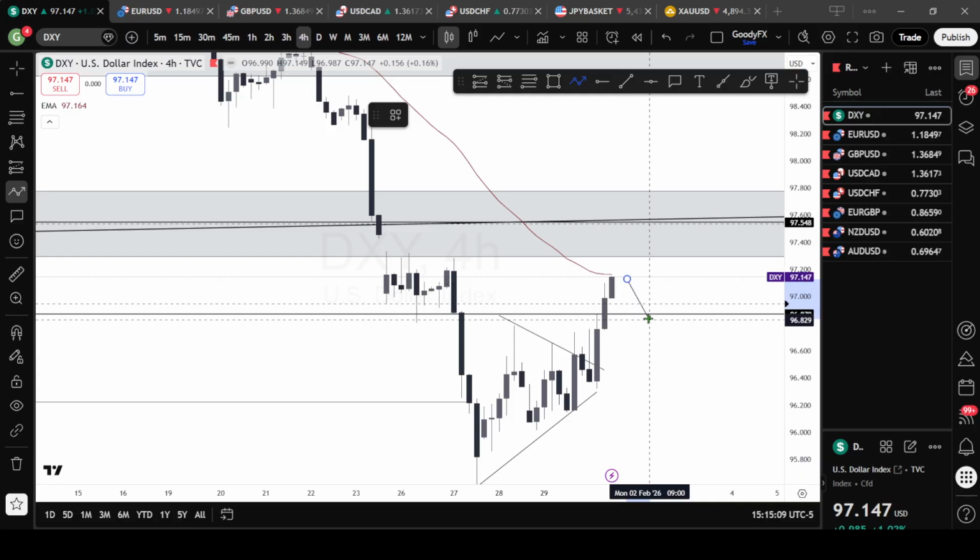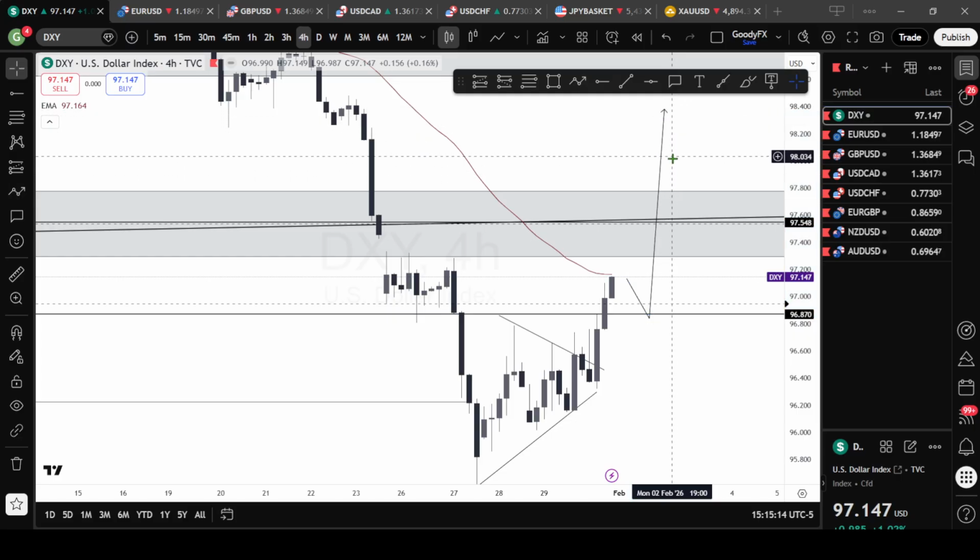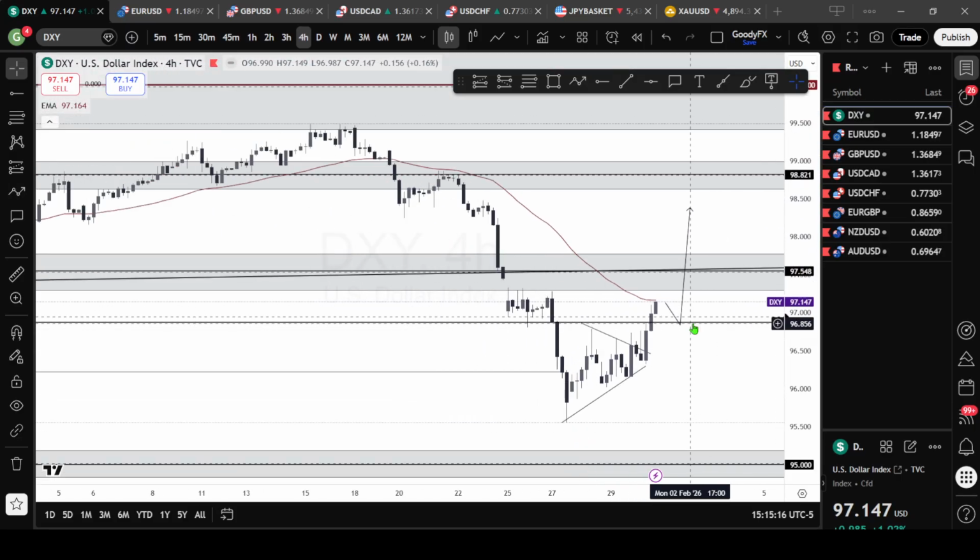This is what I'm expecting this week. I'm expecting a drop into this level before we continue higher. So yeah, it's as simple as that.